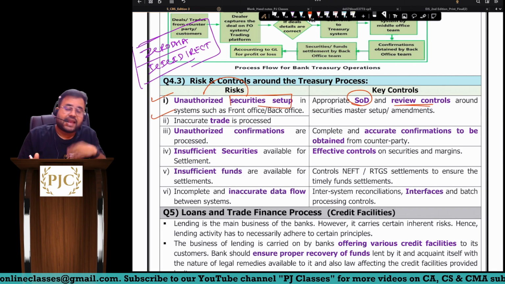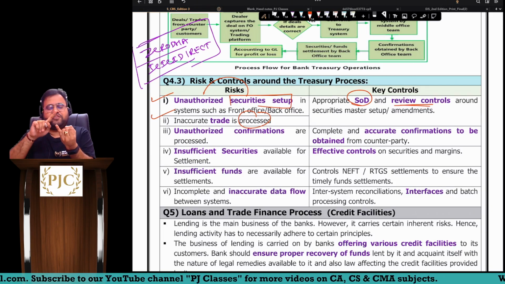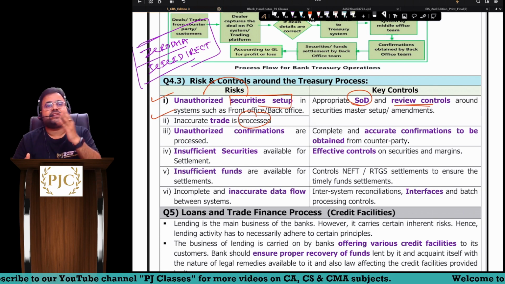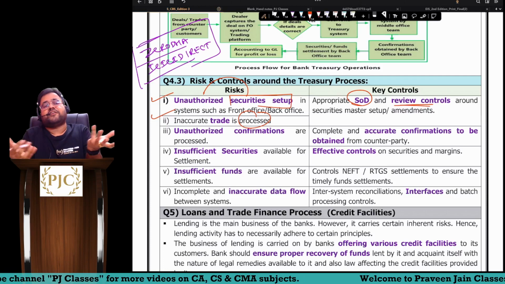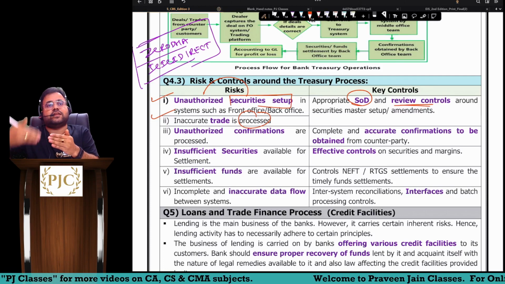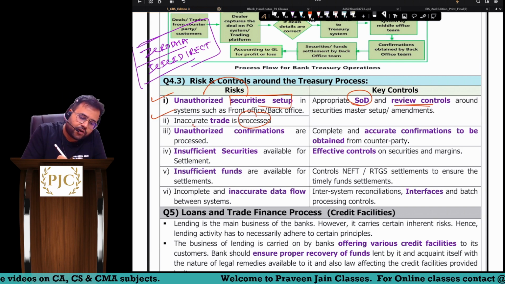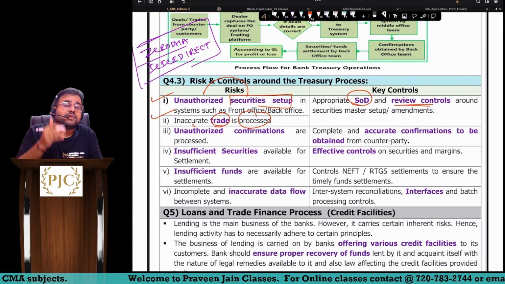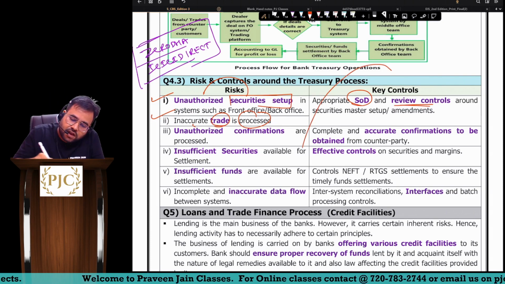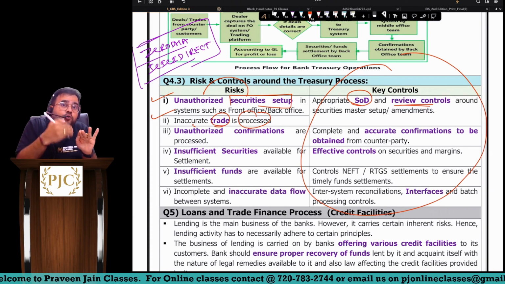Next, sir, inaccurate trade is processed. Whenever we are doing trading, obviously we have to define whether we are buying on NSE or BSE, the quantity, price, etc. Imagine you did not specify the quantity, and still the trade is processed. Is it the right thing? No. So inaccurate trade is processed. You may say these things are not happening. No, sir, they are not happening because controls are there today. But imagine if controls are not there, these could be a risk or not, sir?